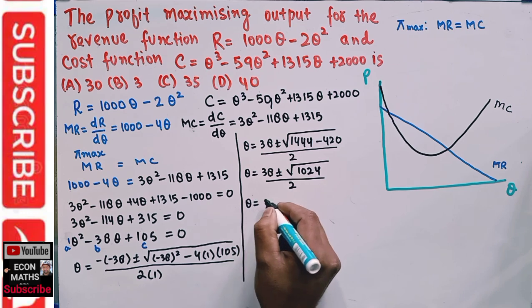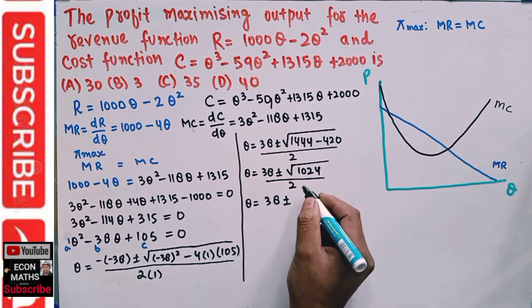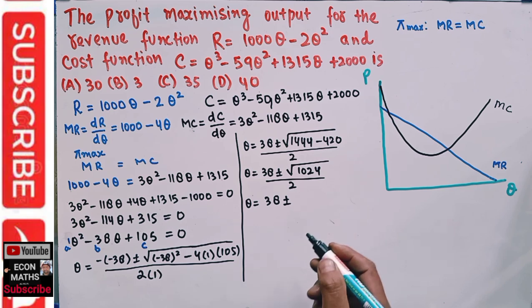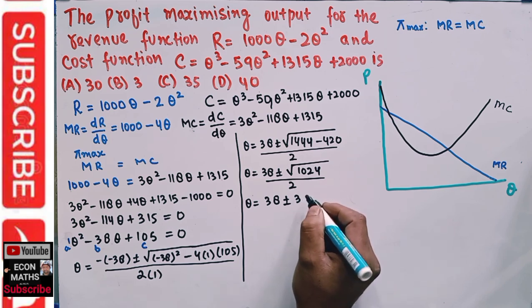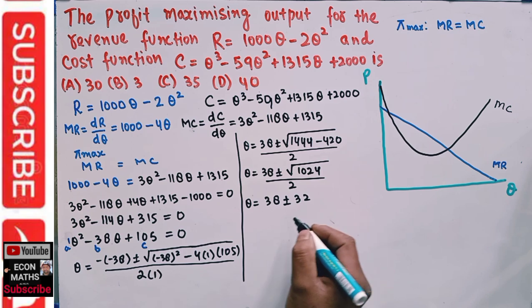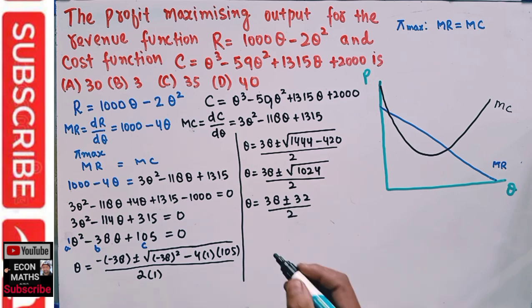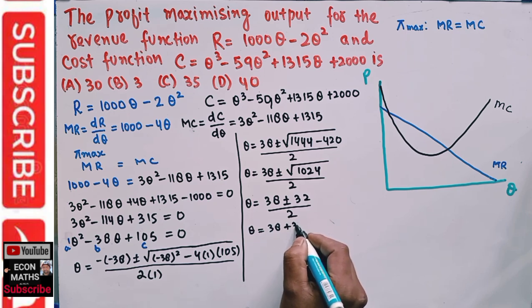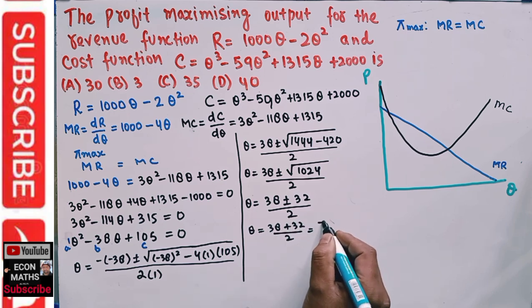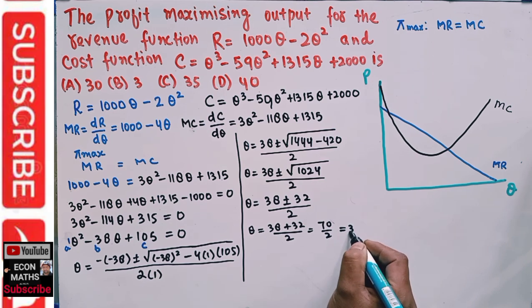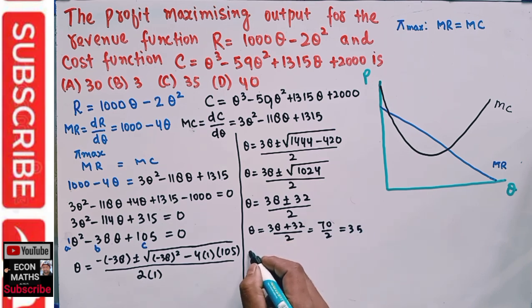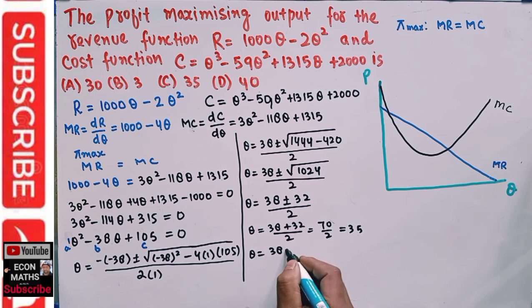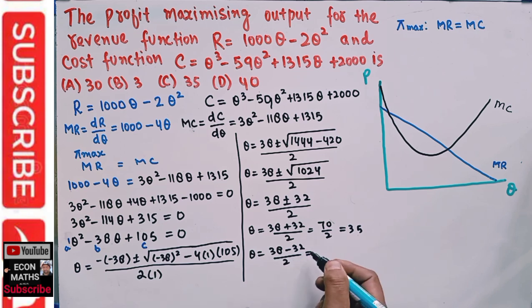That gives us q will be equal to 38 plus minus the square root of 1024, which comes out to be 32, divided by 2. So here you can see we got two values for q. That is, q is equal to 38 plus 32 divided by 2, which comes out to be 70 divided by 2, which is 35, or we get another value, that is q is equal to 38 minus 32 divided by 2, which comes out to be 6 divided by 2, which comes out to be 3.